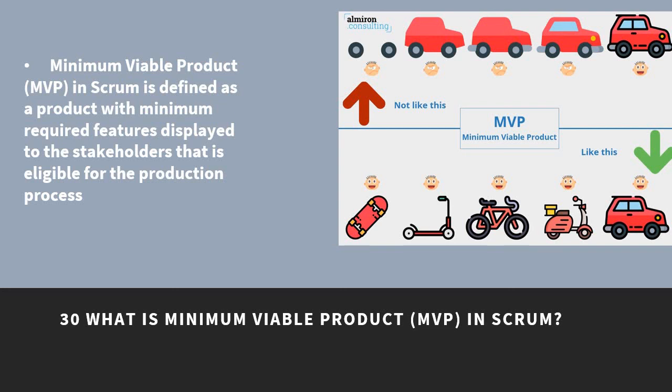What is the minimum viable product or MVP in Scrum? Minimum viable product in Scrum is defined as the product with minimum required features displayed to the stakeholders that is eligible for the production process.